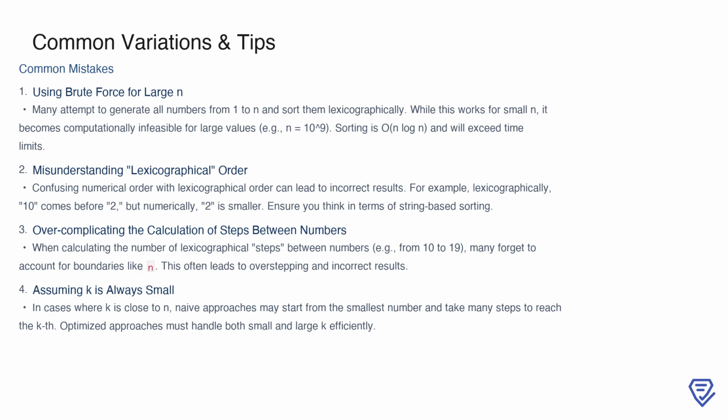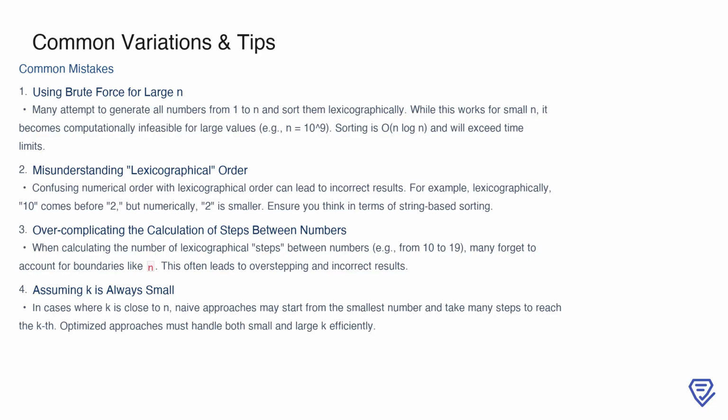Sorting alone has a time complexity of O(n log n), which will exceed time limits. Another frequent error is misunderstanding what lexicographical order means. This is not numerical order, it's the order strings are sorted, character by character. For instance, 10 comes before 2 lexicographically, even though numerically, 2 is smaller. Misinterpreting this can lead to incorrect results.